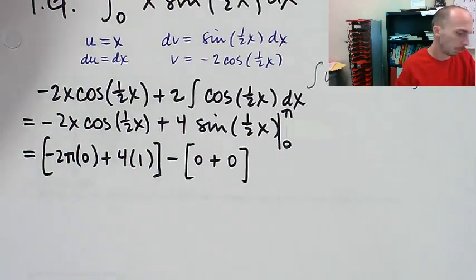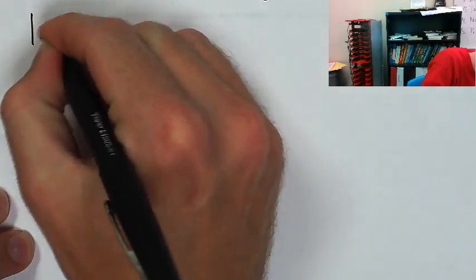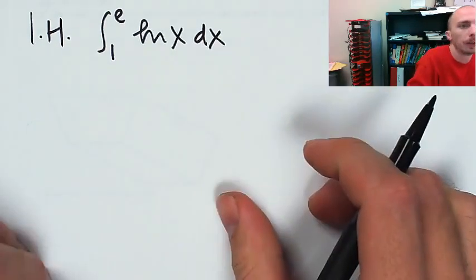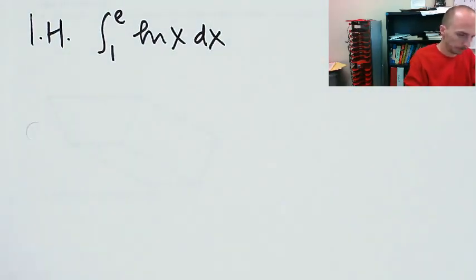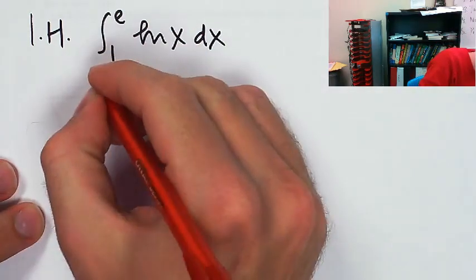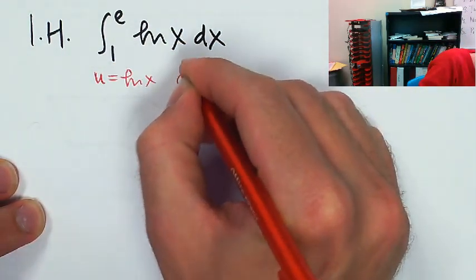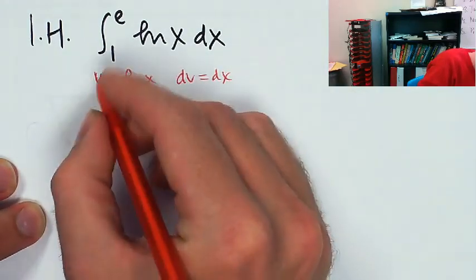H is the integral from 1 to e of log x dx. All right, so I'm going to let u equal log x and dv equal dx.